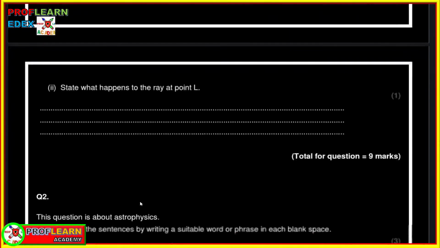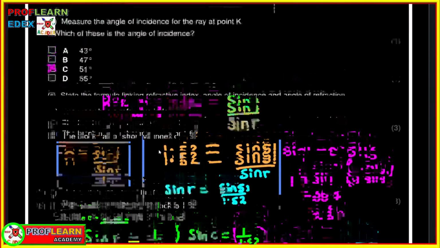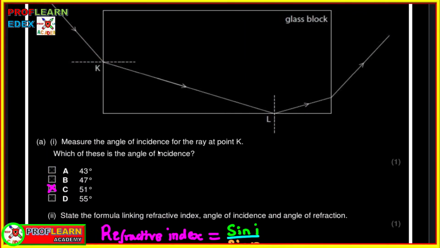Okay, let's see the next question. State what happens to the ray at the point L. Let's go back and see which point L we are talking about. This ray is moving from a dense medium to a less dense medium. Down here we have a less dense medium, and remember this is glass, so this is a dense medium at this point, and then down below here we have less dense.